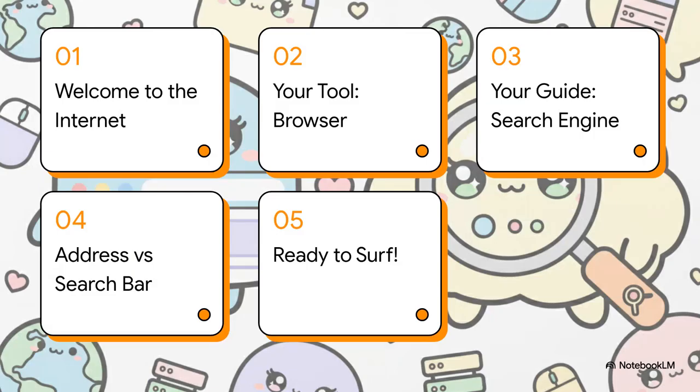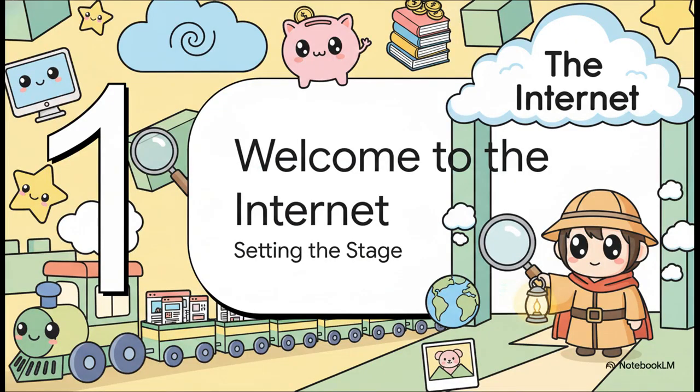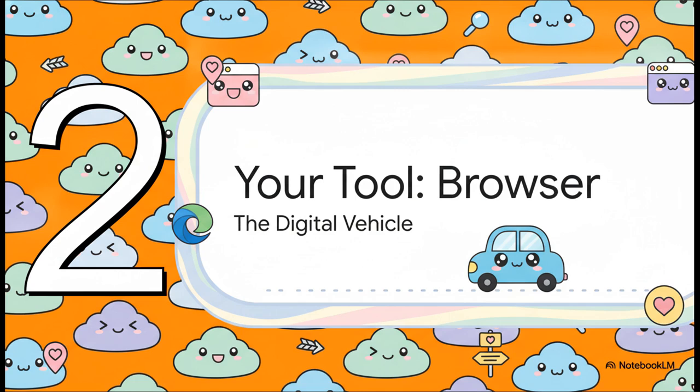To make getting online easy and totally stress-free, here is our roadmap for today. We'll cover 1. Welcome to the internet. 2. Your tool, the browser. 3. Your guide, search engines. 4. Address bar versus search bar. And finally, 5. Getting you ready to surf. All right, starting off with Section 1, Welcome to the Internet. And that brings us right into Section 2, Your tool, the browser.